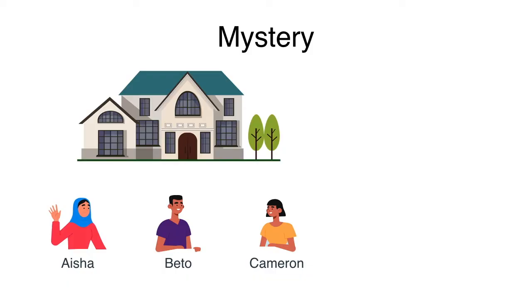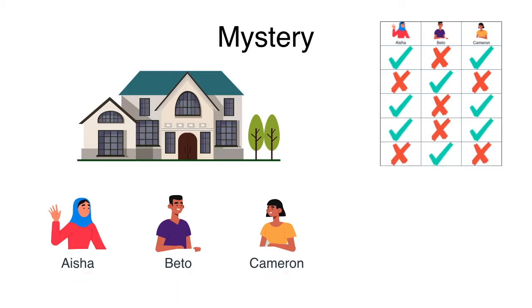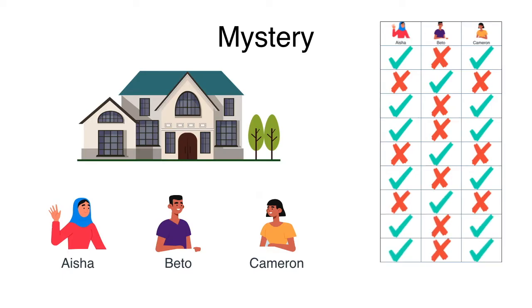And any possibility is valid, including some days where none of them show up, or some days where the 3 of them show up. So let's say we start watching them every day and checking who showed up and who didn't. For example, the first day, Aisha and Cameron showed up and Beto didn't. The next day, Beto showed up and Aisha and Cameron didn't. And we start noticing that those are the only 2 things that happen. Either only Aisha and Cameron show up or only Beto shows up.